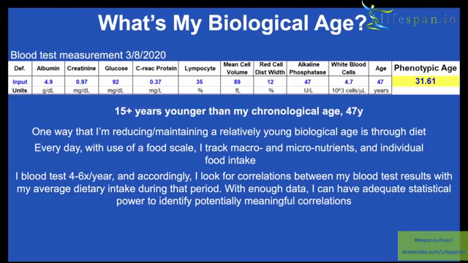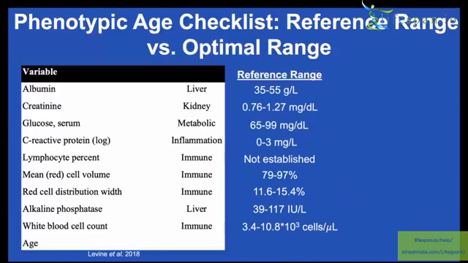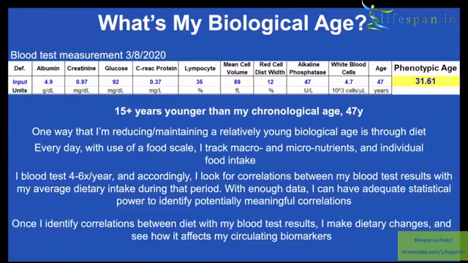Now, if you only measure once a year or less often, it's going to be harder to do that because it's too imprecise. So that's what I do. Once I identify correlations between diet and my blood test results, I make dietary changes. I'm constantly changing stuff in my diet to see how it affects my biomarkers and to try to push them in the right direction. It doesn't always do that, so that's the trial and error. That's the neural net. I use that information and then I make further changes after that.